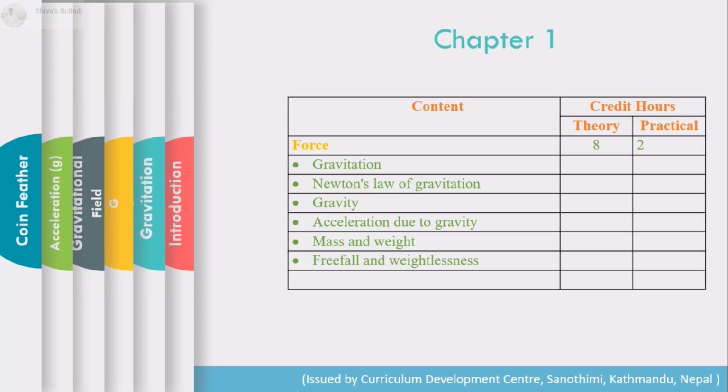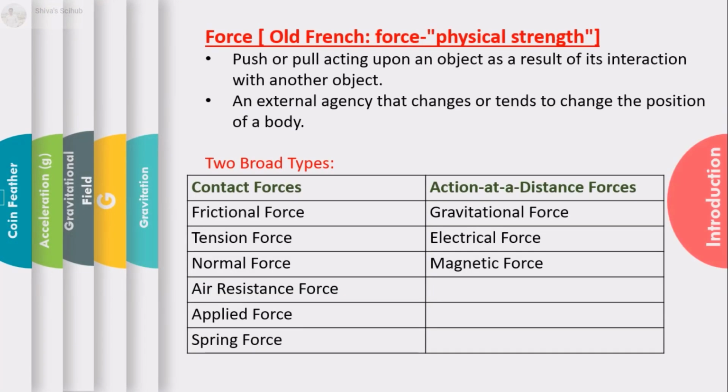So we discussed a moment ago force as a push or pull acting upon an object as a result of its interaction with another object. The word force is from old French, which means physical strength, and that infers how strong the person is in pulling or pushing a load. Now it is clear that force is an external agency that changes or tends to change the position of an object. For simplicity, we can classify force into two types: contact force and non-contact force, also called action at a distance force.